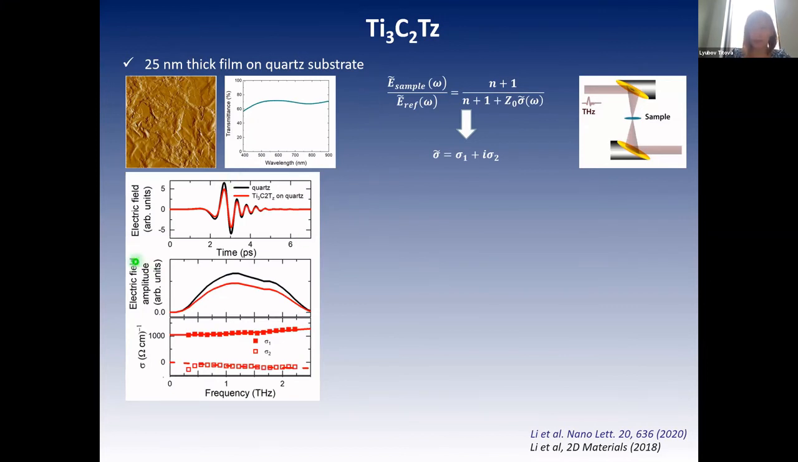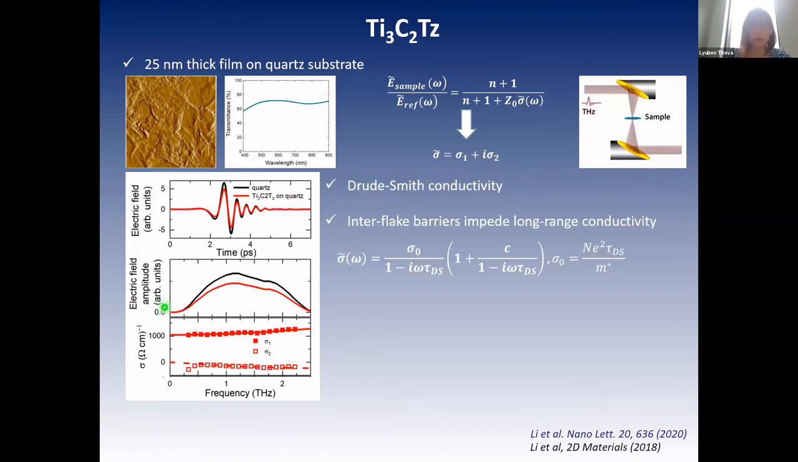First of all, here are the terahertz pulses transmitted through just the quartz substrate, as well as MXene on the quartz substrate. You can see from here that this relatively thin, only 25 nanometer thick film considerably attenuates terahertz pulses. You can also see that by looking at the electric field amplitude attenuation. When we look at the resulting frequency-resolved conductivity in the terahertz range, what we find, first of all, is that once we extrapolate it to the DC, it does give us the quite high DC conductivity that we expect.